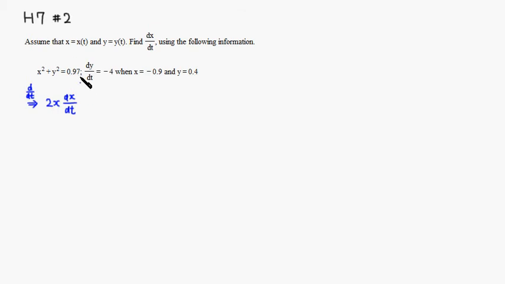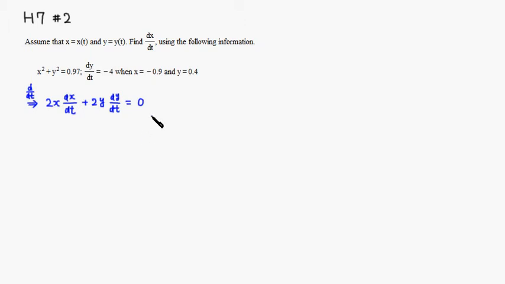And the derivative of y squared would be 2y, but again, y is different from t, so multiply by dy over dt, is equal to the derivative of 0.97. Since this is a constant, the derivative is 0.